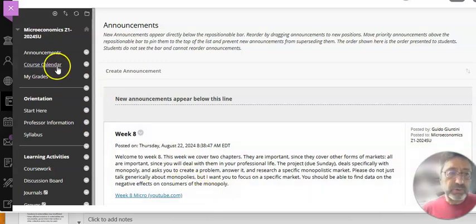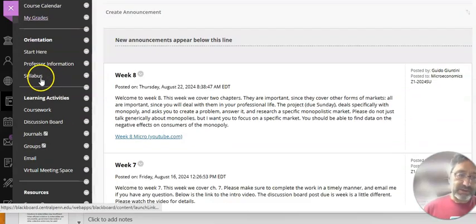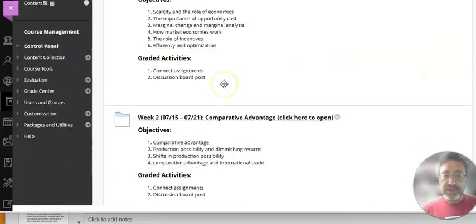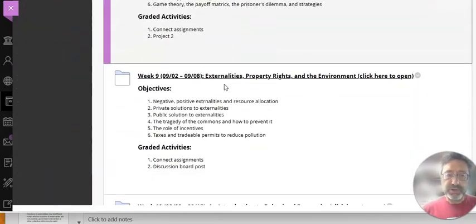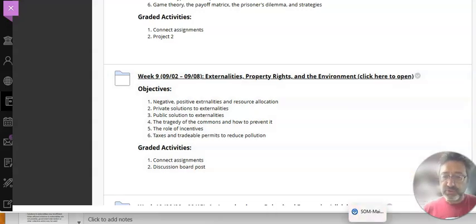When you go to Blackboard, you will see all the announcements, and then you go to coursework and scroll down to week 9. There you will see that we cover externalities, property rights, and the environment. Basically, this chapter talks about what these externalities are, what they have to do with the environment, because mostly the problems that come with them are environmental, since pollution is the biggest problem, how sometimes property rights might or might not solve the situation, and then when the government can intervene to solve it.